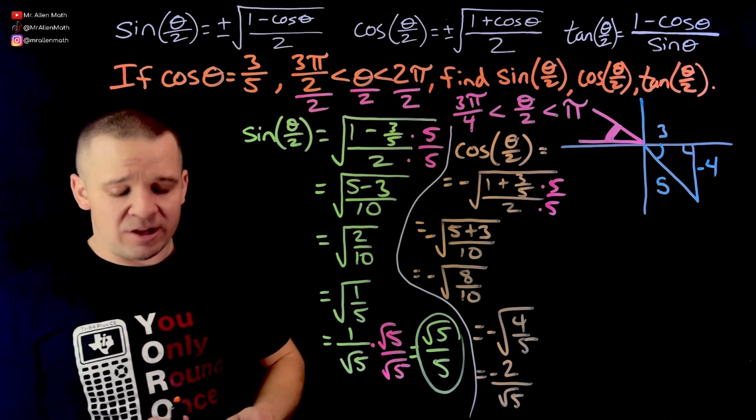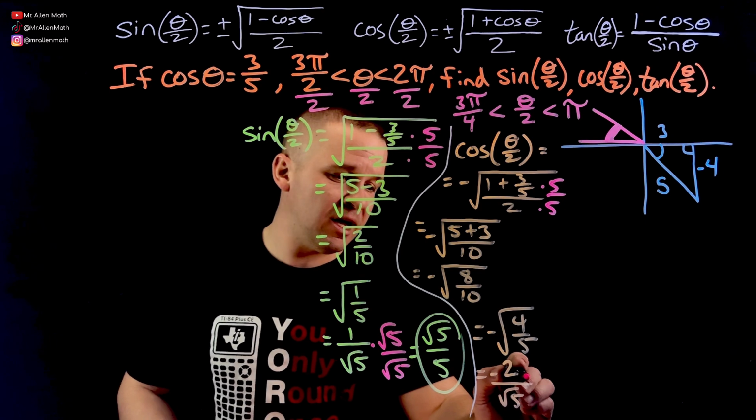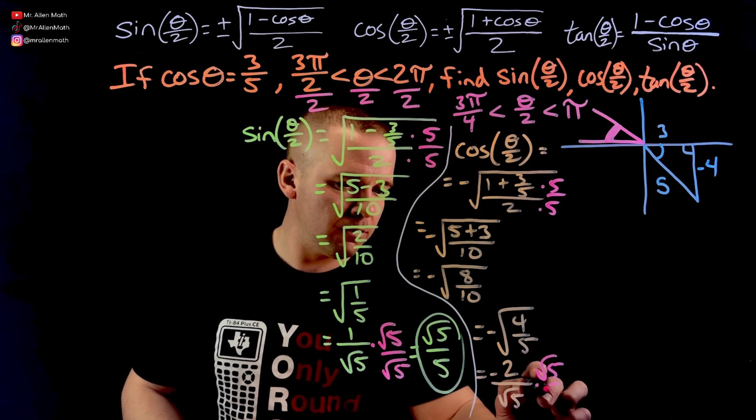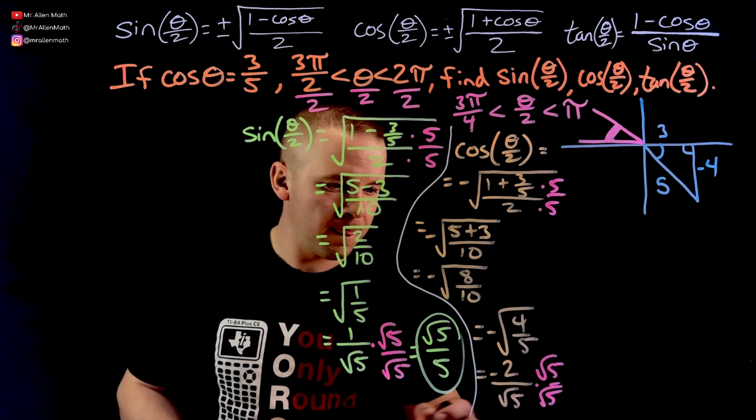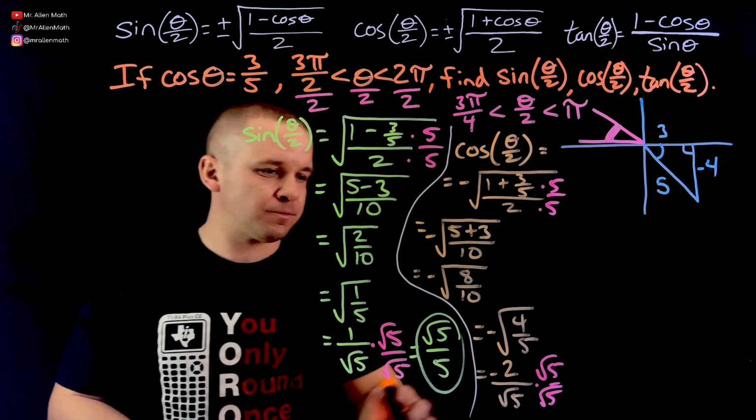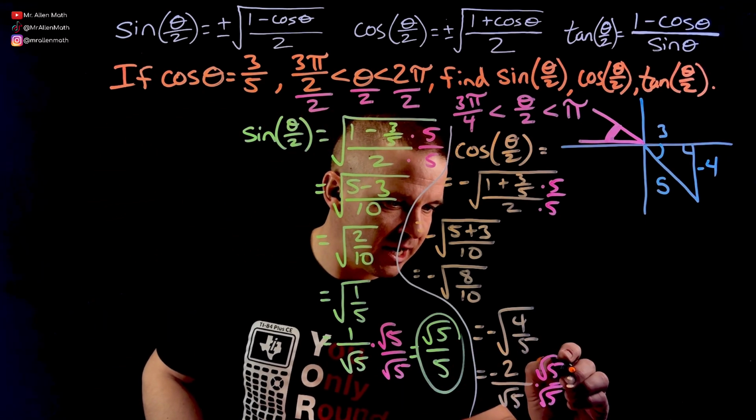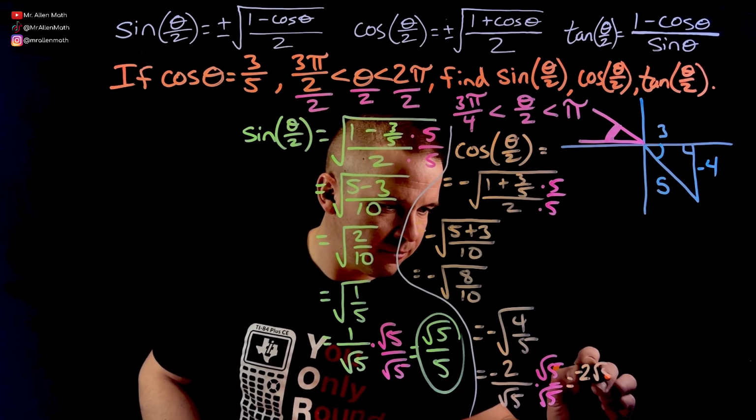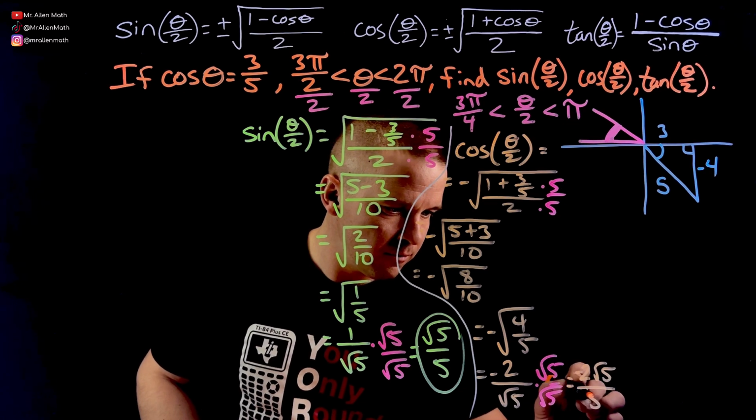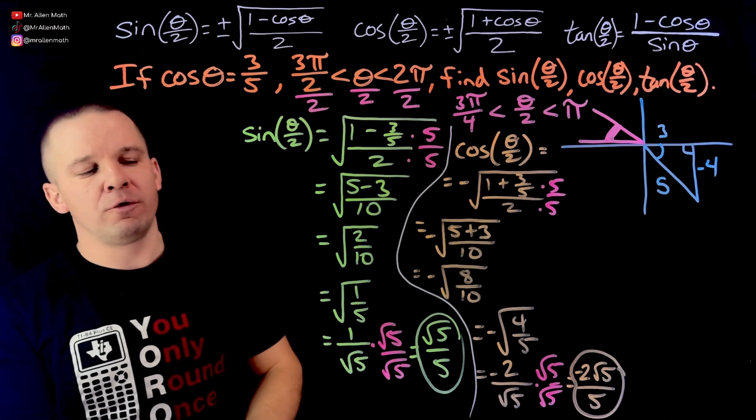But I can't leave it like that. I have to rationalize. Root 5 over root 5. And our final answer will be negative 2 root 5 over 5. Because that looks better than negative 2 over root 5.